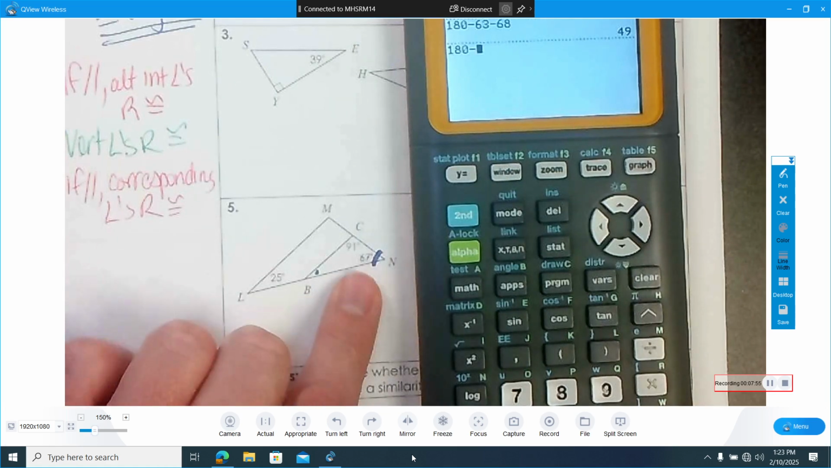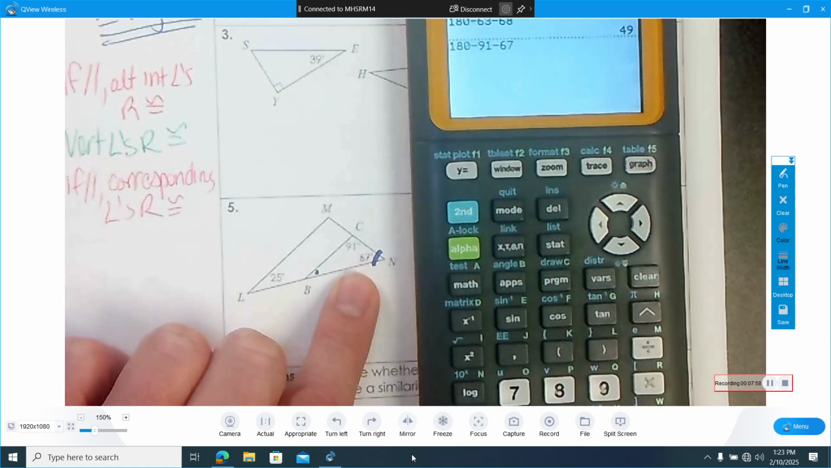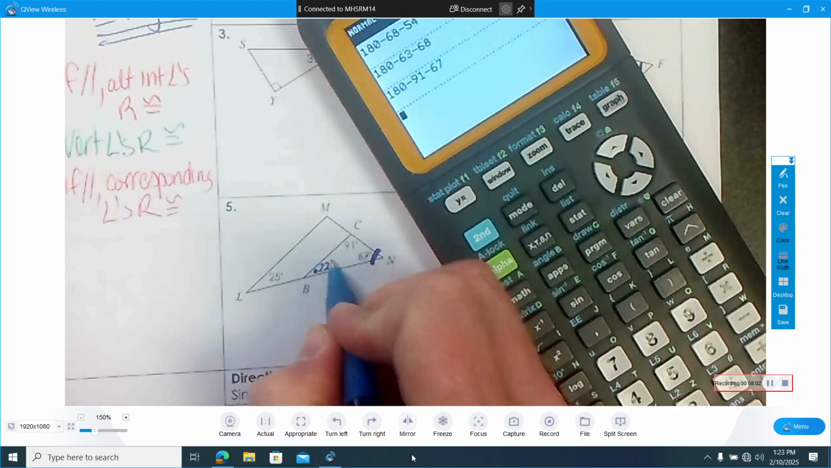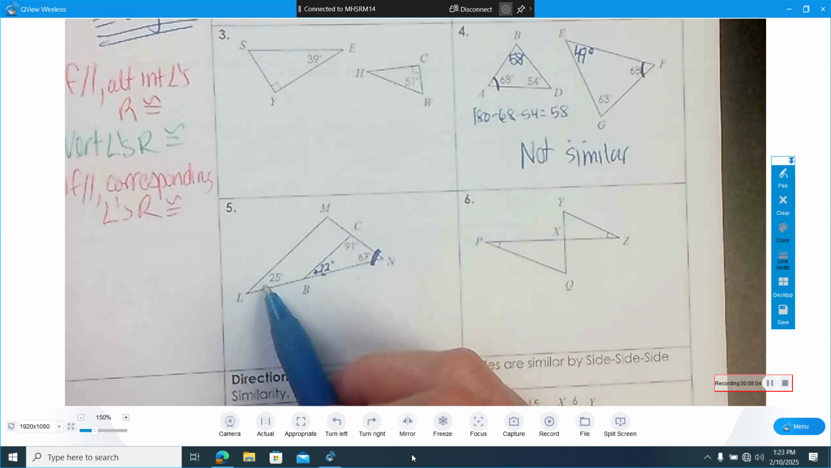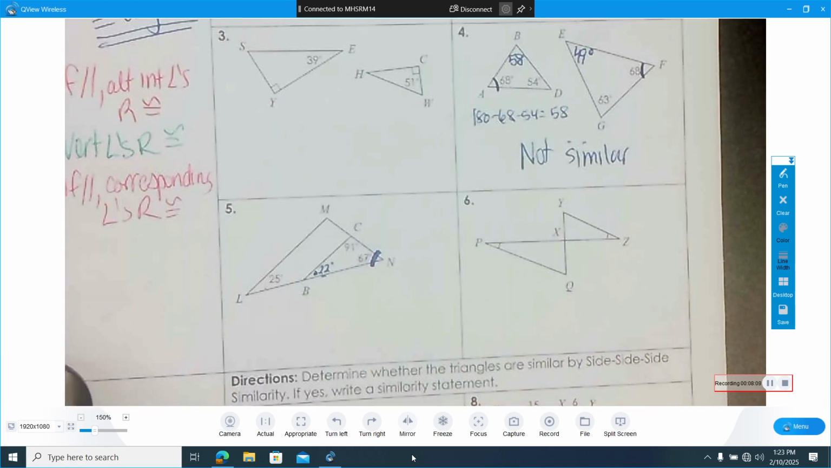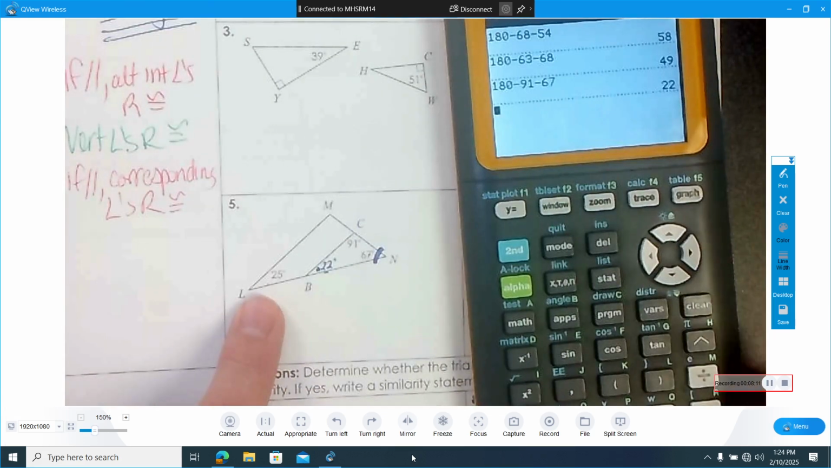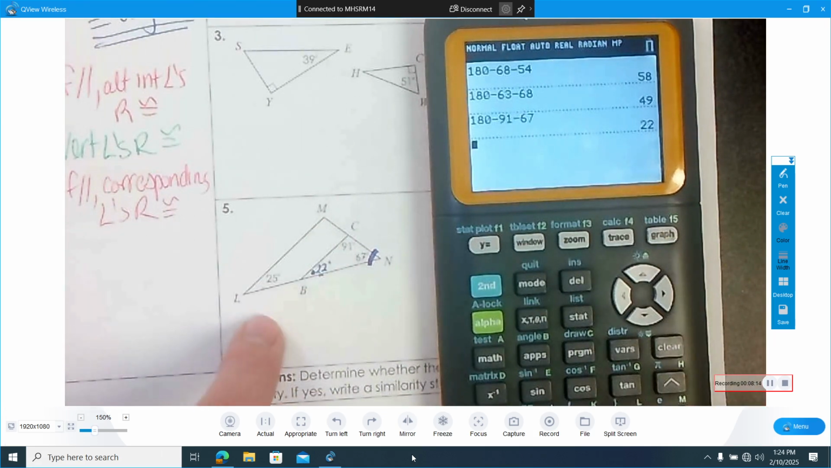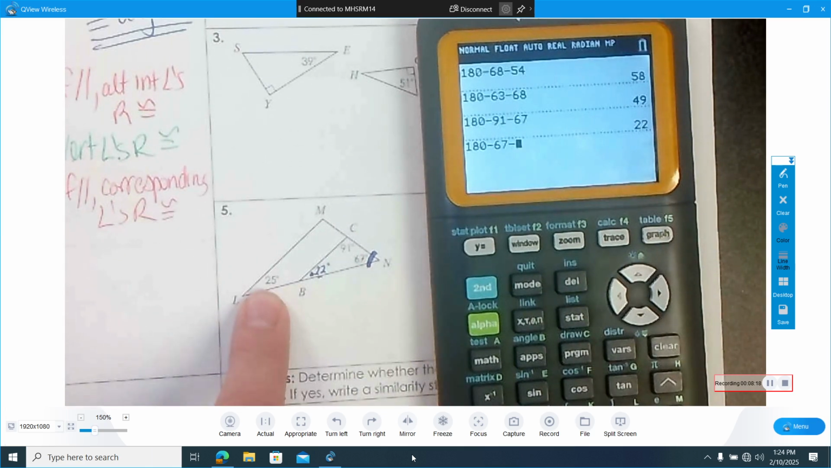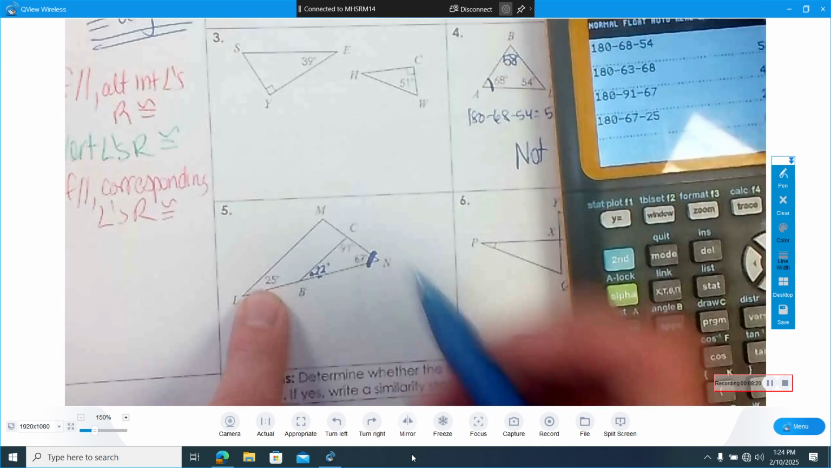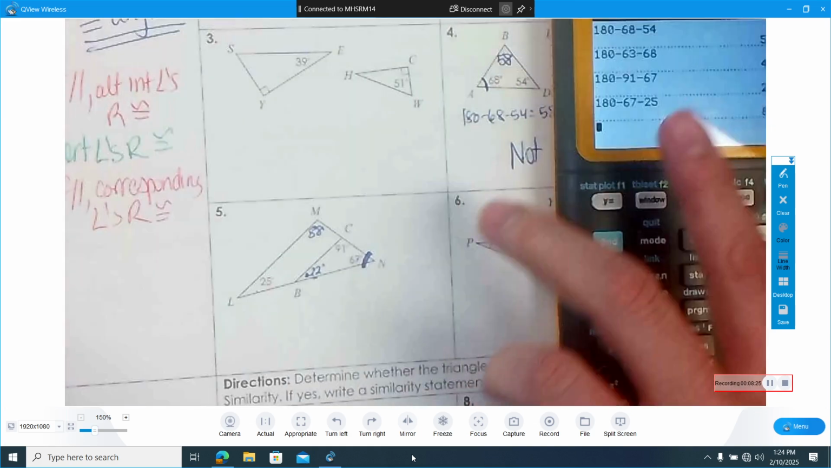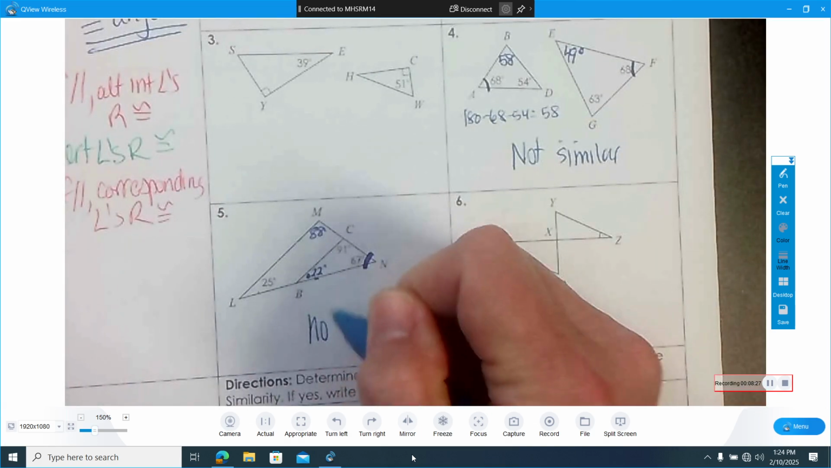180 minus 91 minus 67. We get 22 degrees for that angle. That doesn't match that. Angle B doesn't match angle L there. What about the big triangle? Can I figure out angle M? Yes. 180 minus 67 minus 25, and we get 88. All right, so they definitely don't have two pairs of congruent angles, so again, these are not similar.